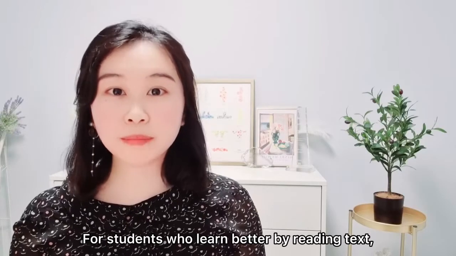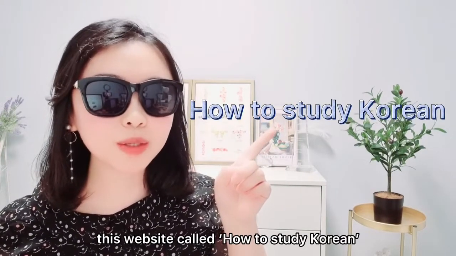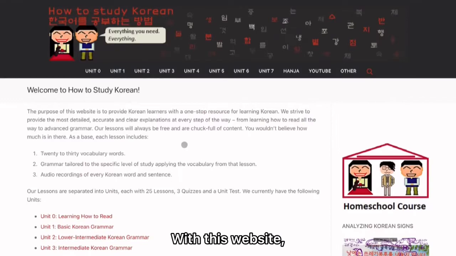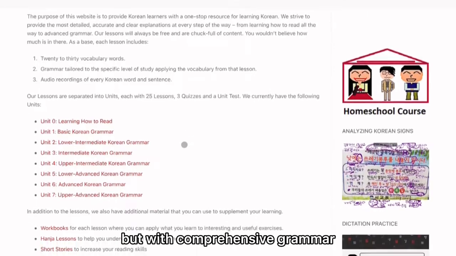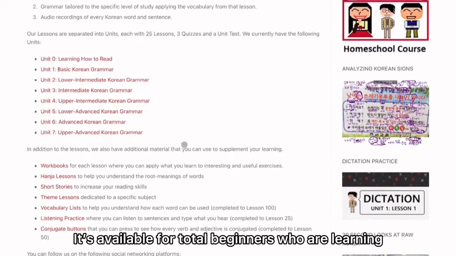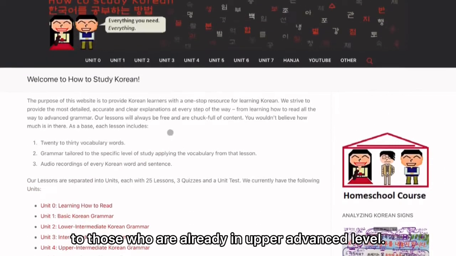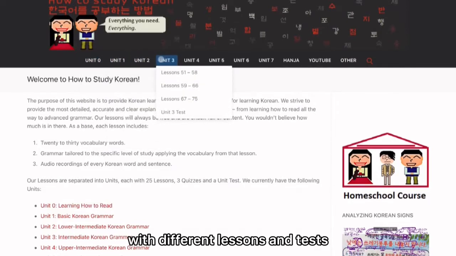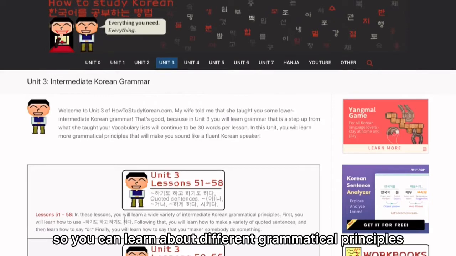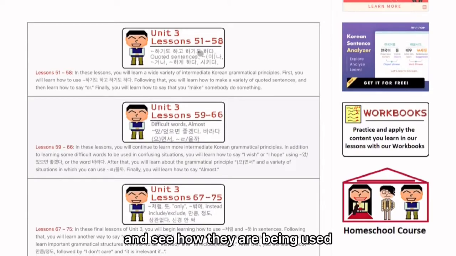For students who learn better by reading text or want the detailed explanation of things, I recommend you this website called How to Study Korean. With this website, I actually think that it looks like another dictionary, but with comprehensive grammar. It's available for total beginners who are learning how to read to those who are already in upward advanced level. And it's structured in a very organized way, with different lessons and tests. So you can learn about different grammatical principles here and see how they are being used.